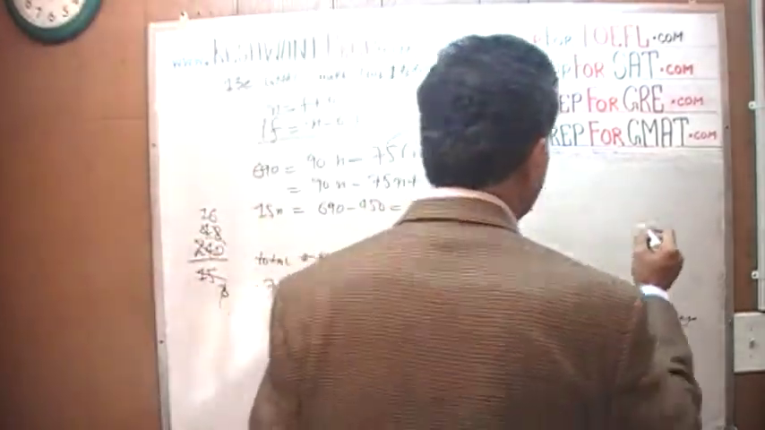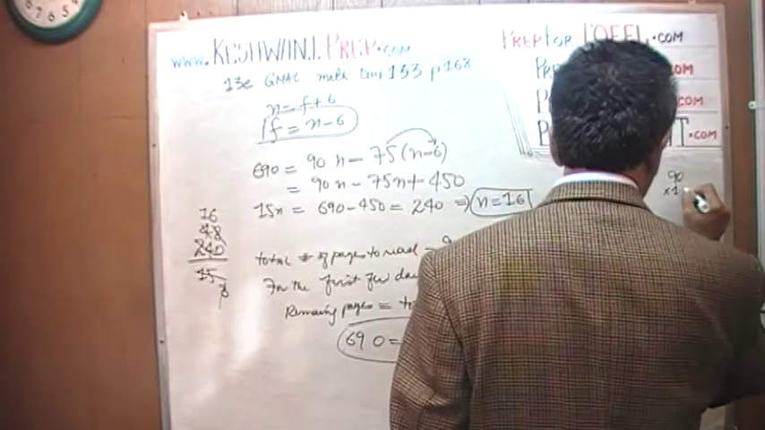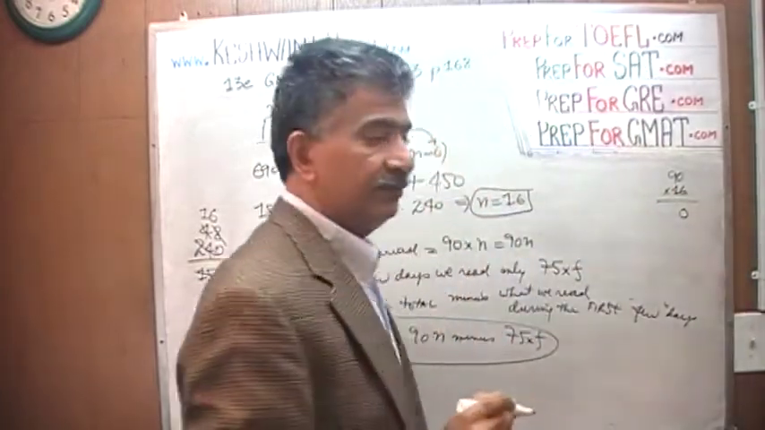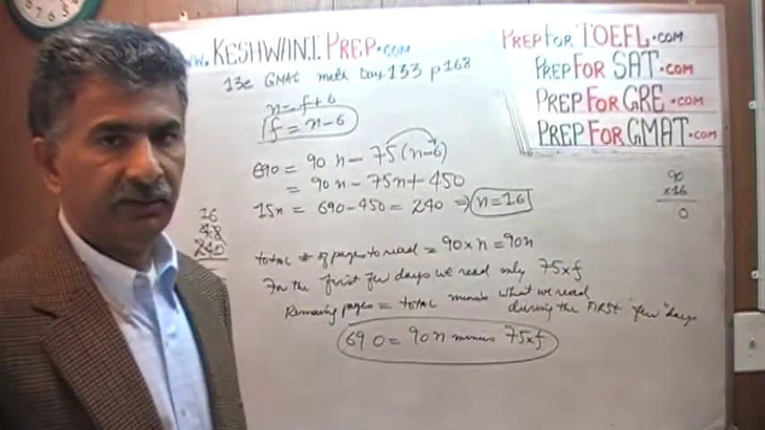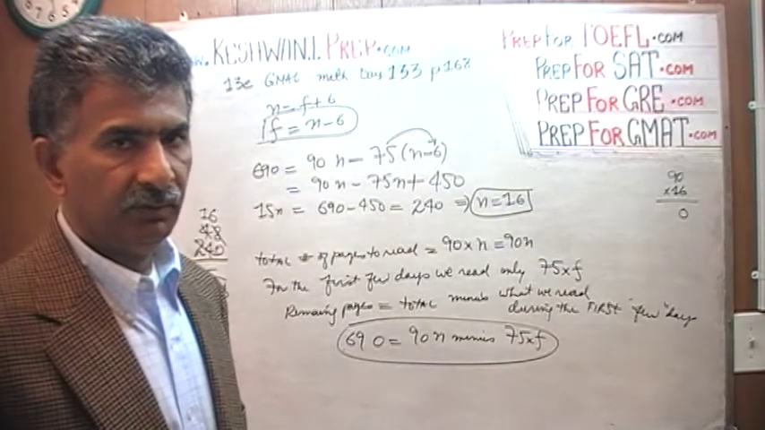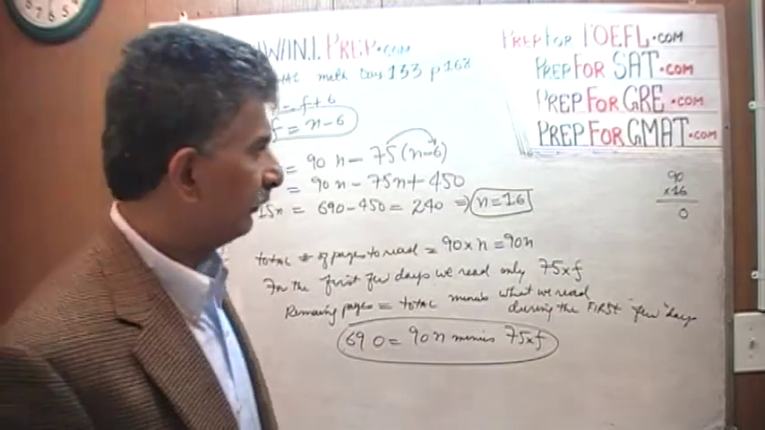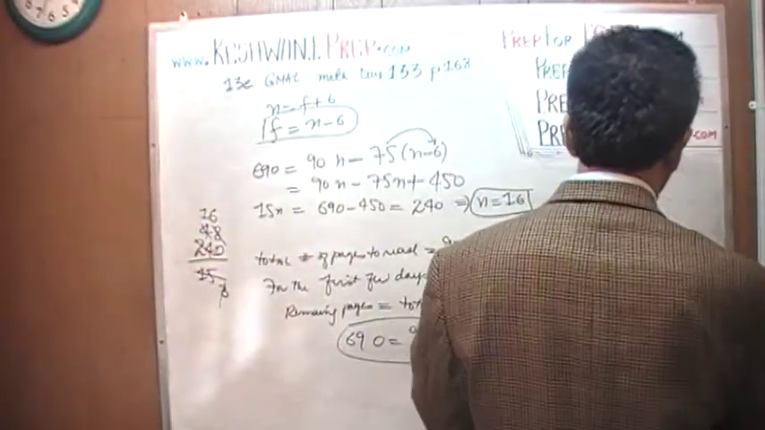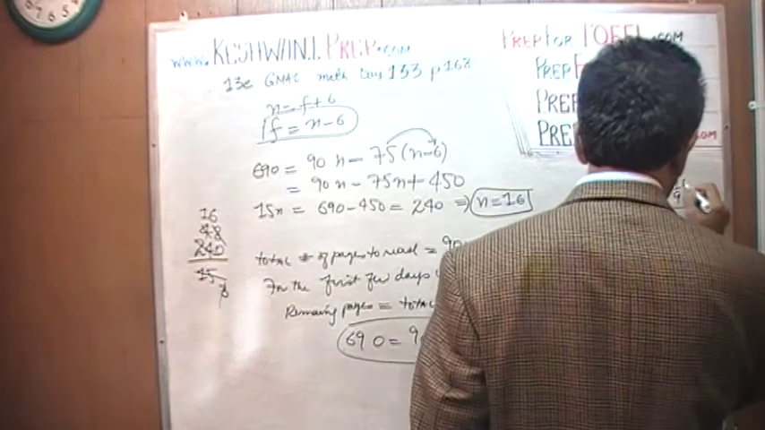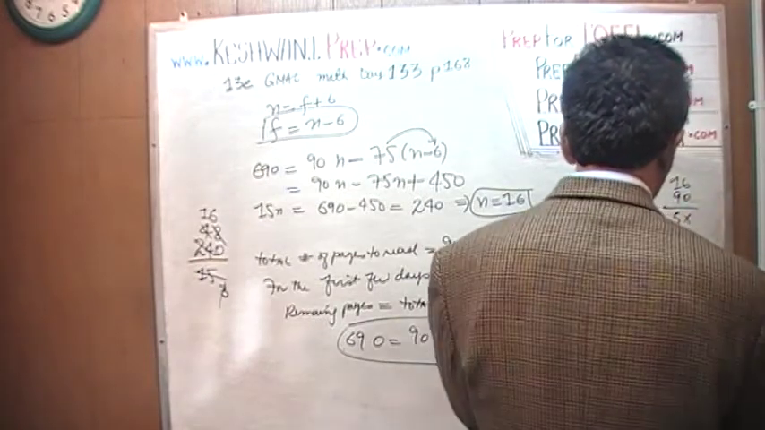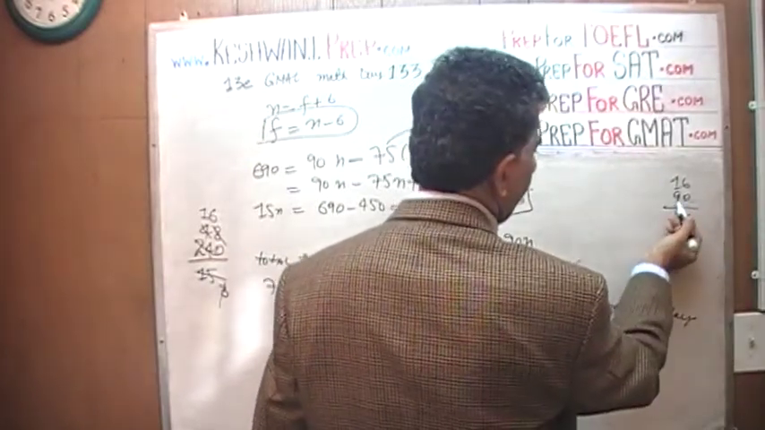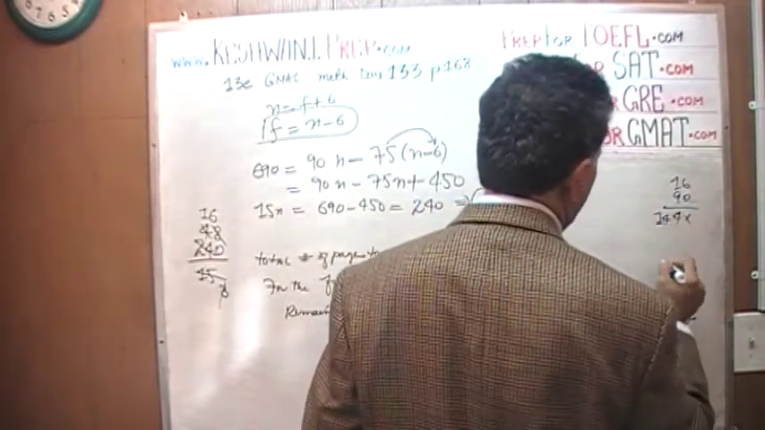So 90 times 16. 16 times 0 is 0, and then 16 times 9, 16 times 10 is 160, 160 minus 16 would be 144 I believe. Let's do it the other way around. Let's do 16 times 90. 9 6s are 54. Carry 5. And then 9 plus 5 is 14, so 144. I was correct.